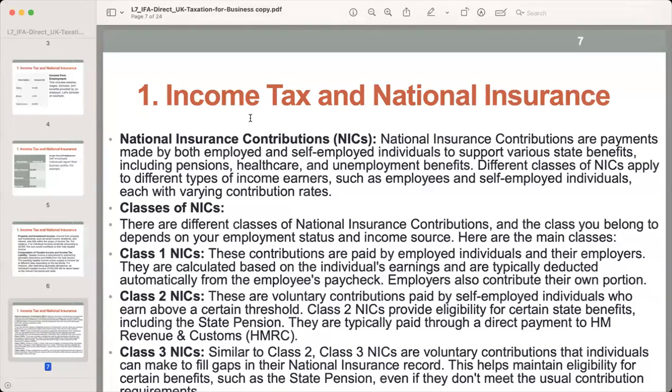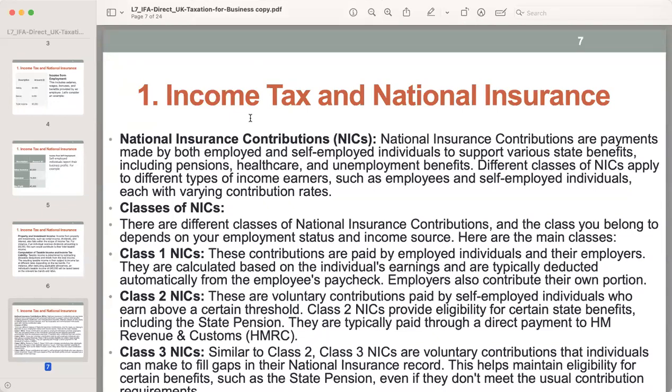We have national insurance contributions, or NICs. These are like payments we make to support things like pensions, healthcare, and benefits. There are different types of NICs depending on whether you're employed or self-employed. So, the different national insurance classes. Class 1 is for employees and their employers. These are usually taken directly from your paycheck.